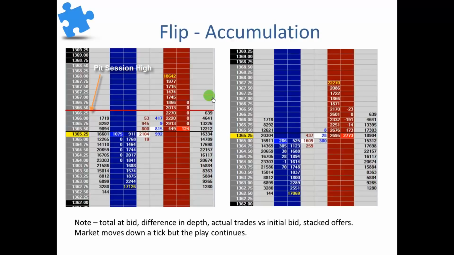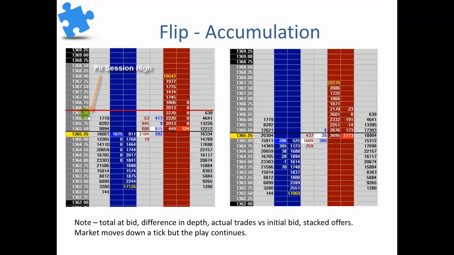Now, in the example we're going to show you, we've got a flip close to the pit session high. So we're going to look over in this picture on the left. My prices here in this picture are for the whole Globex plus pit session. This was a pit session high, 6625. And as you get to the pit session high, it's an area where people are going to fade the market.